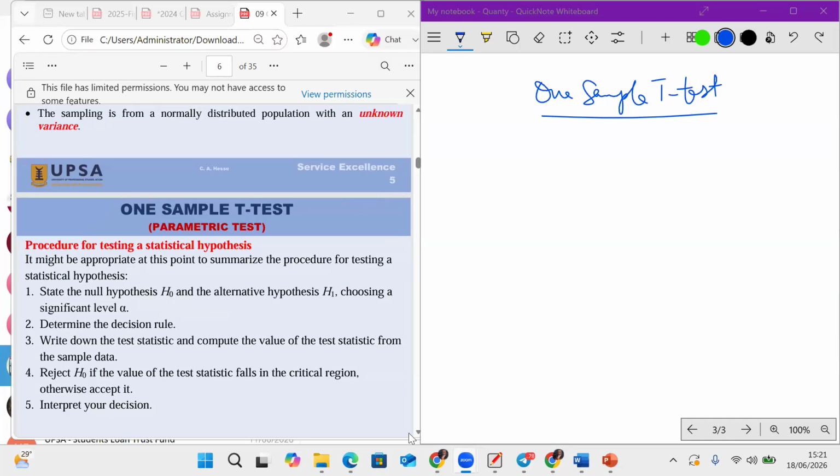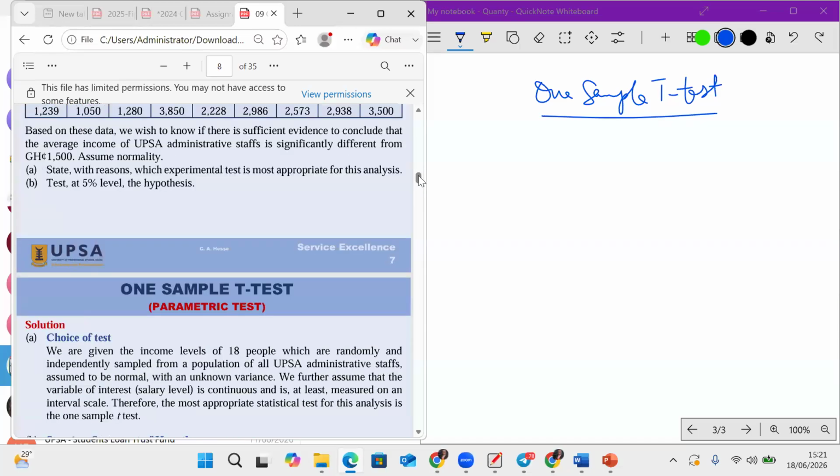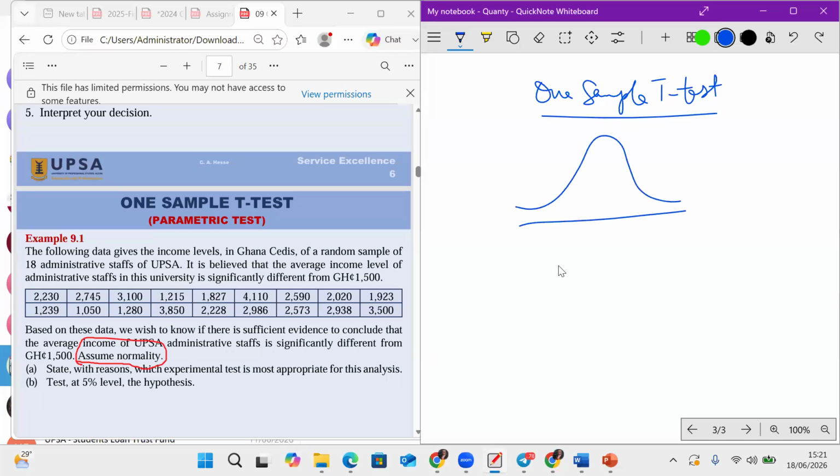Okay, so let's start. One thing we said was that the one sample t-test assumes normality. When it says it assumes normality, it means that the data is continuous. Then we go back to what you did in level 100 statistics. This is a normal distribution curve. What are the characteristics of a normal distribution curve?